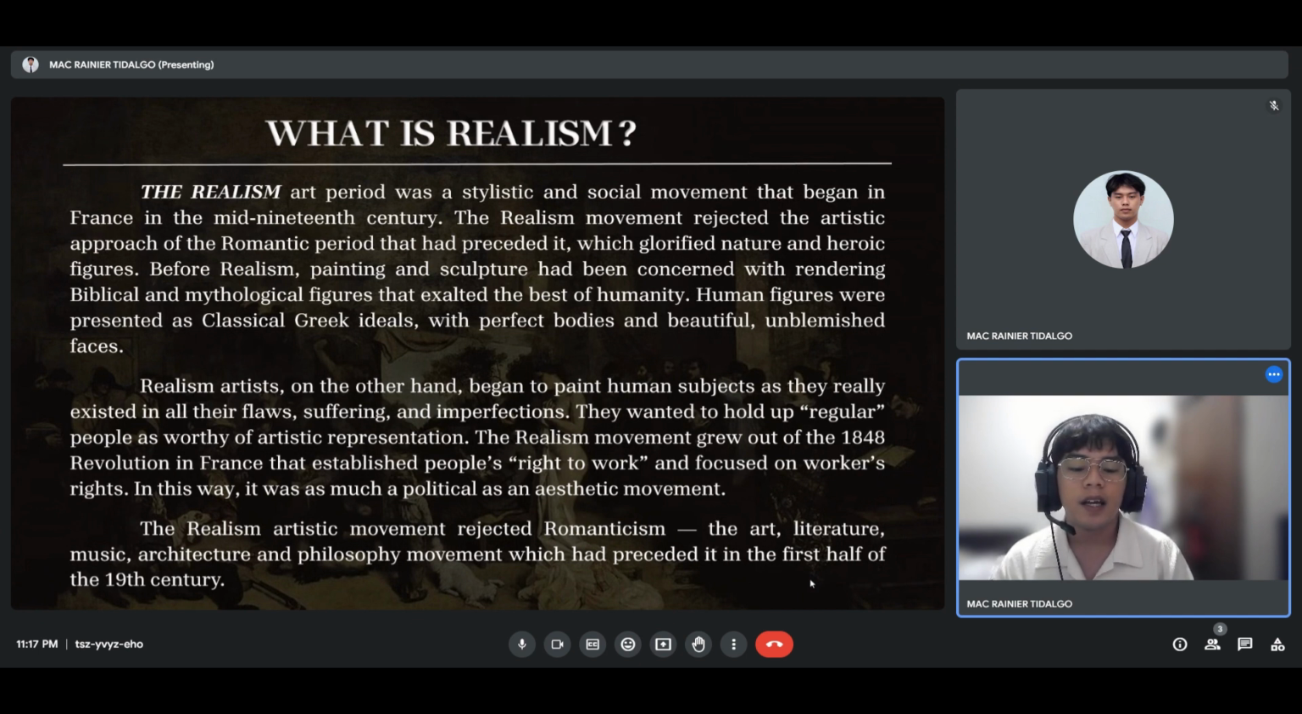This movement grew and began to evolve in the revolution in France, where it established the right to work for every French person, and it also focused on workers' rights at that time. So the realism artistic movement rejected romanticism, the art, literature, music, architecture, and philosophy movement which had preceded it in the first half of the 19th century.